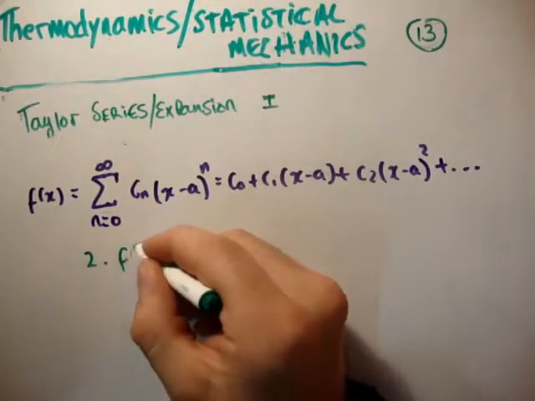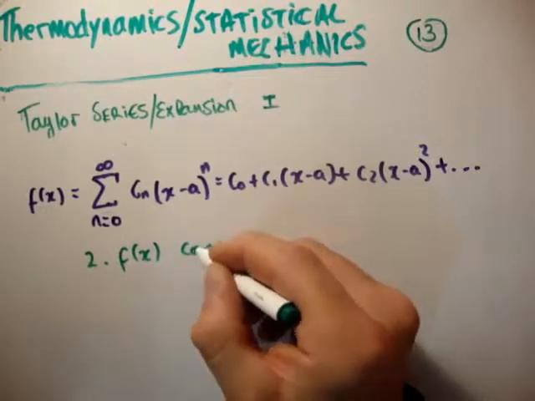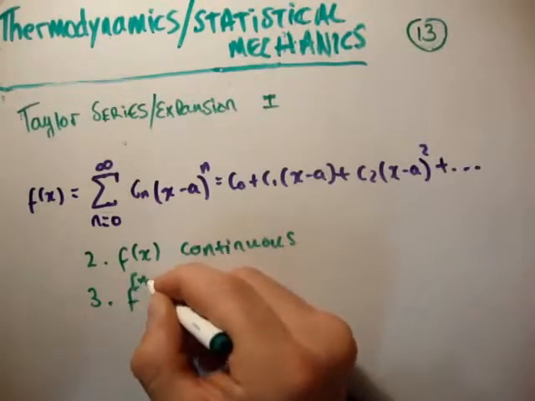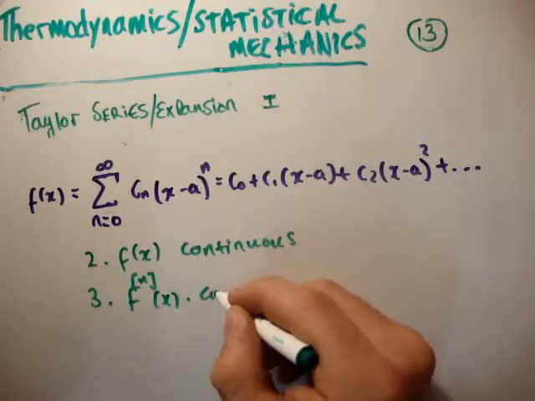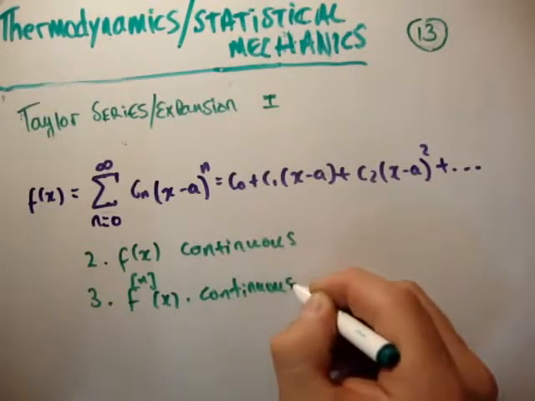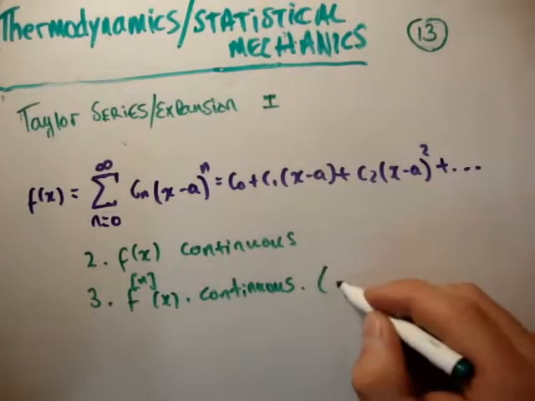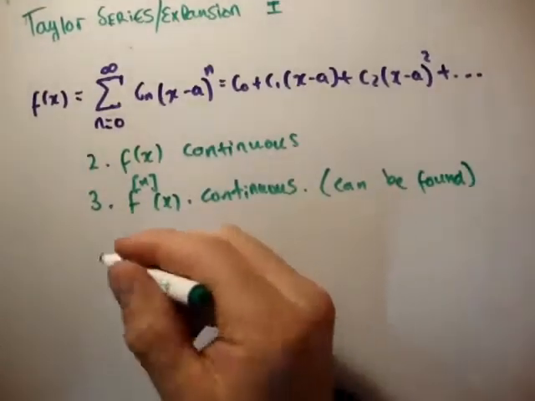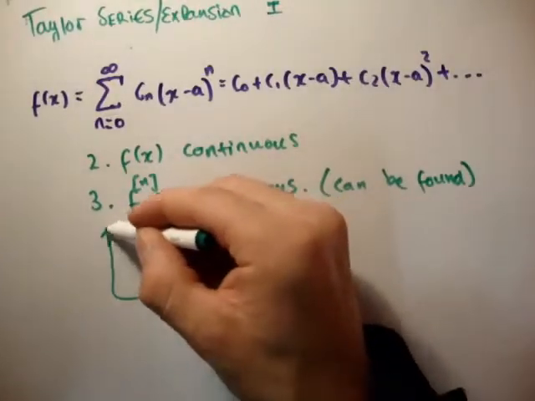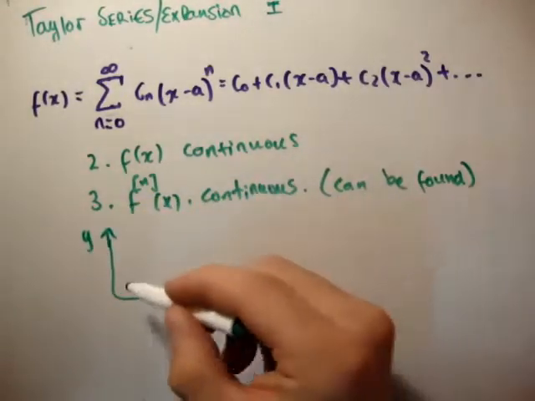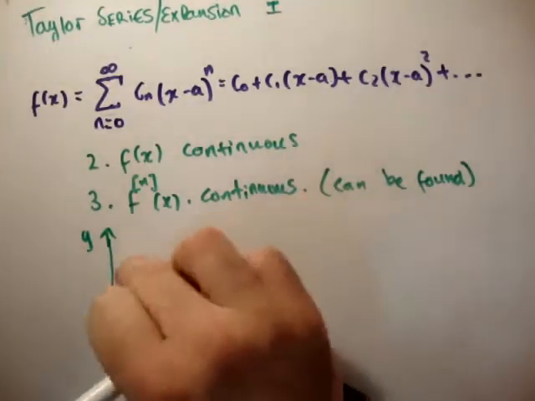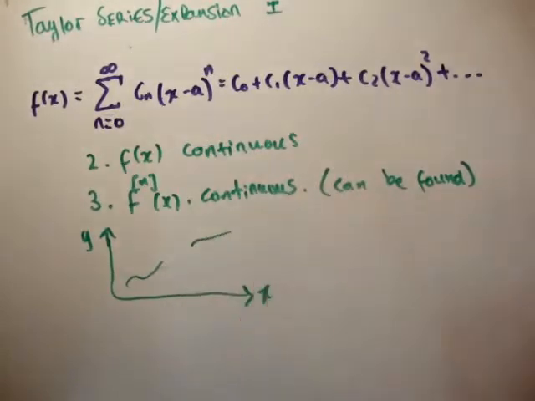We assume that f of x is continuous, and we assume that each of the derivatives of f is continuous and can be found. So what does continuous mean? Well, let's say you're drawing in 2 dimensions on our Cartesian plane, then this is a continuous function because I can draw it with one pen stroke, or there are no breaks. However, this would be a discontinuous function. And why are discontinuities awful?